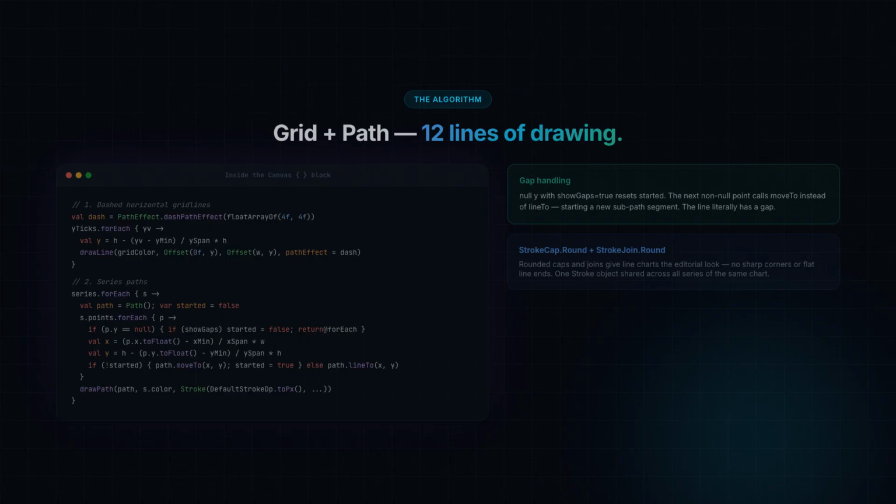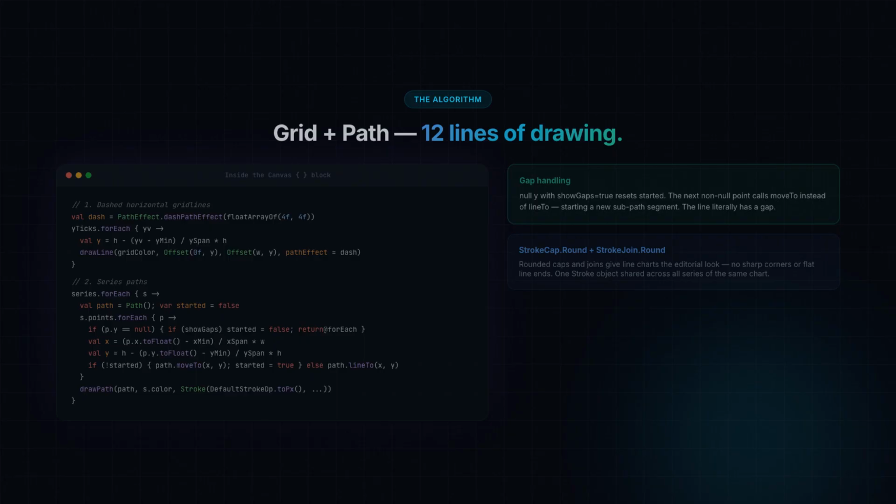Then iterate over series. For each series, create a stroke with default stroke width, rounded cap and join. Create a path. Iterate over the series points in order. For each non-null y, compute x as the normalized fraction times w and y as the inverted normalized fraction times h. If the point is the first in a segment, call moveTo, otherwise call lineTo. If y is null and showGaps is true, reset started to false, so the next point begins a new segment.